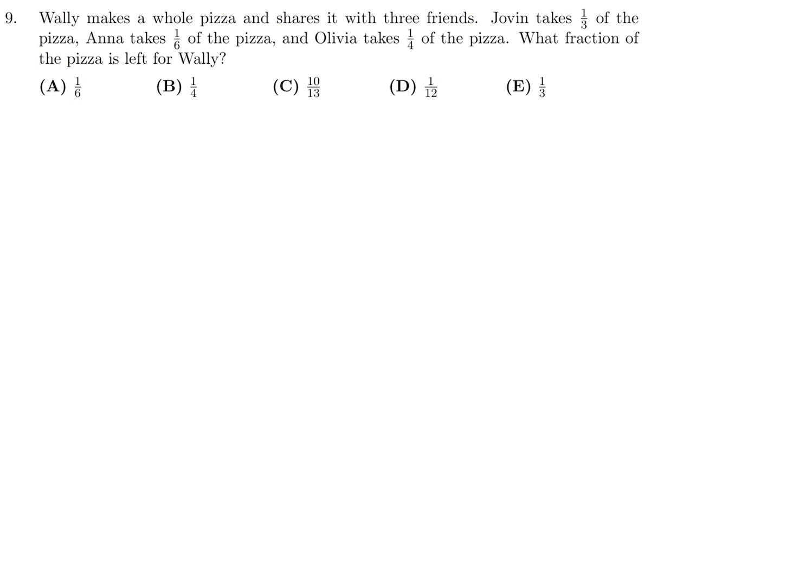Wally makes a whole pizza and shares it with 3 friends. Joven takes 1/3 of the pizza, Anna takes 1/6, Olivia takes 1/4. What fraction of the pizza is left for Wally? So we have Wally, Joven, Anna, and Olivia. This is 1/3 for Joven, 1/6 for Anna, and 1/4 for Olivia. So Wally obviously gets 1 minus 1/3 minus 1/6 minus 1/4.